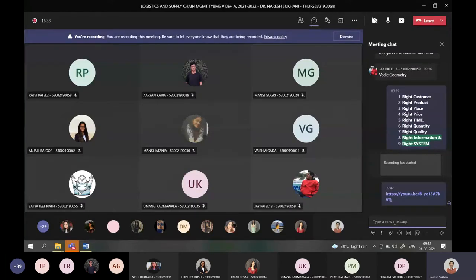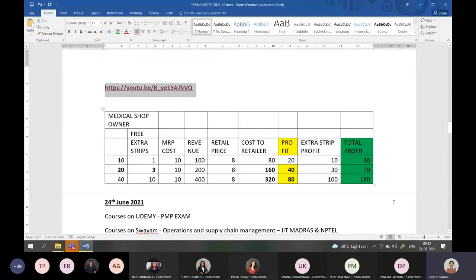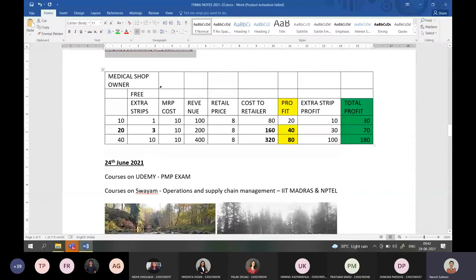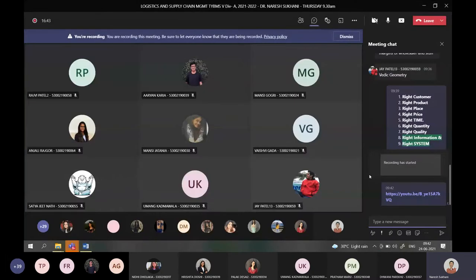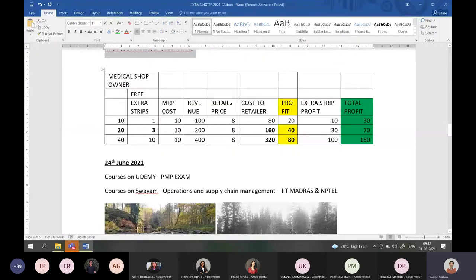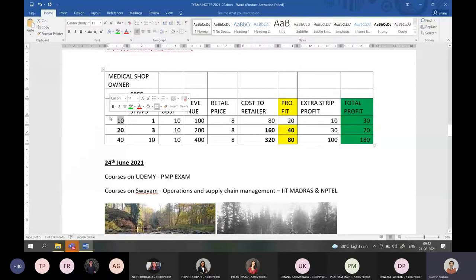Then we also understood how a medical shop owner operates and what the benefits are. Since you were the first division we came in, the next sheet we devised with the help of the other division, I have changed certain points. If you order 10 strips, then this is the extra strip you get. If you order 20 strips, then 3 strips extra you get. If you order 40 strips, you get 10 more strips.